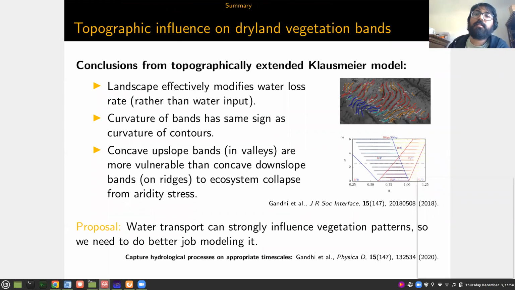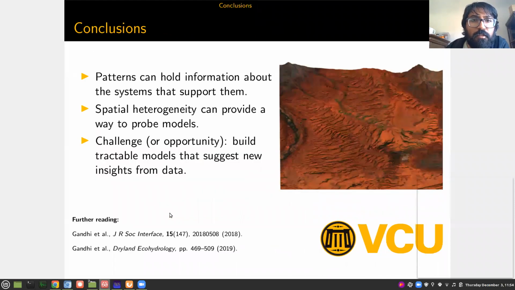Again, the underlying idea is that we can use these patterns along with models to extract information about the ecosystem that supports them. And in this case, what we learned is that the placement of the patterns on the landscape relative to ridges and valleys can give us some information about resilience. Okay, so let me stop there and see if there are any questions.